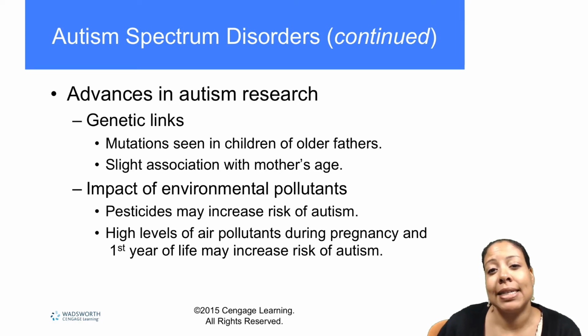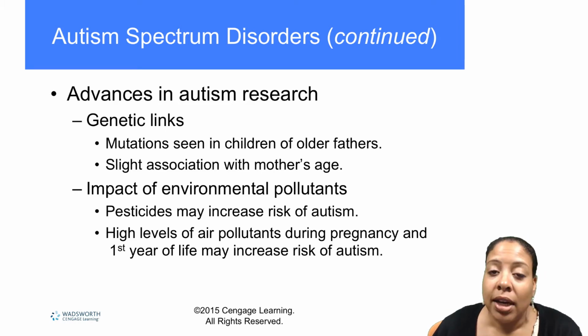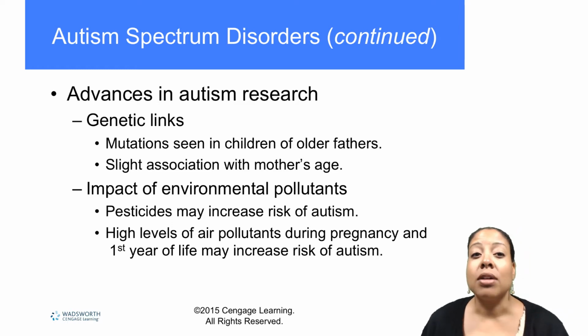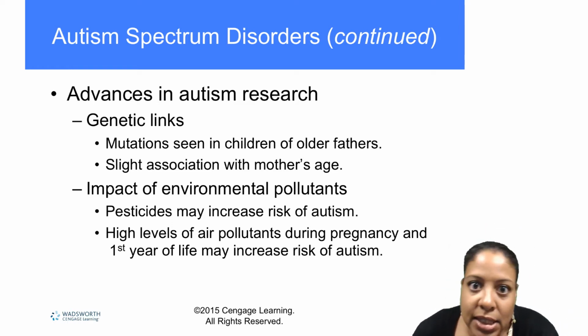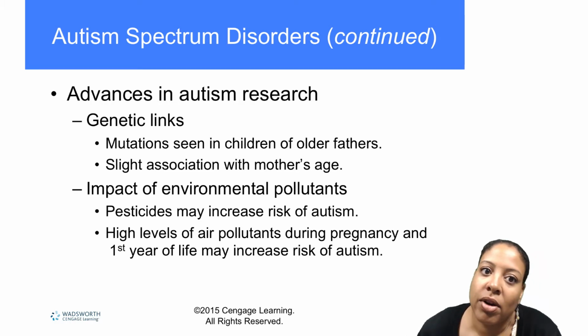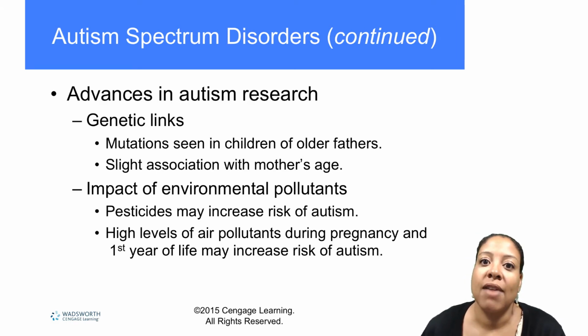There are advances in autism research. One is genetic links. There are mutations seen in children who have older, more mature fathers. There is just a slight association with the mother's age. There's also the impact of environmental pollutants. Pesticides may increase the risk of autism. If there are high levels of air pollutants during pregnancy and the first year of life, that also may increase the risk of autism.